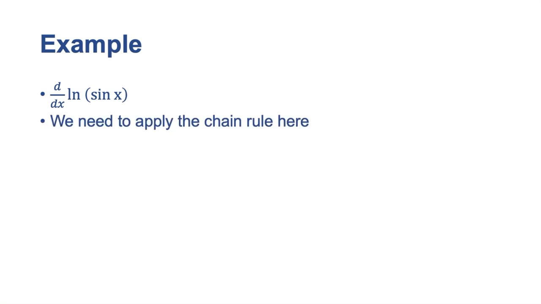Let's do another. We're going to take the derivative of the natural logarithm of the sine of x. So again, we're going to use the chain rule here. So we're going to set u equal to sine of x. That means f of u will be ln of u. That means that our derivative of u will be 1 over u. And then f prime of g of x will be 1 over sine x.